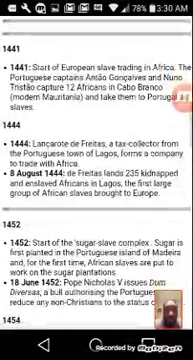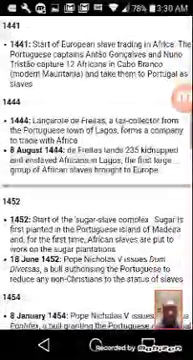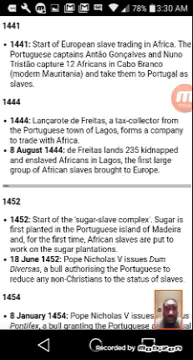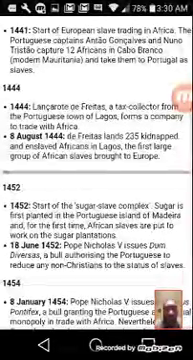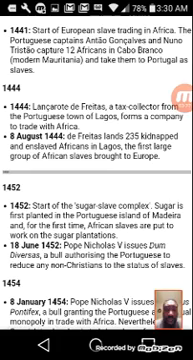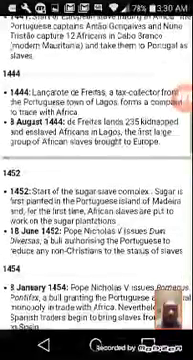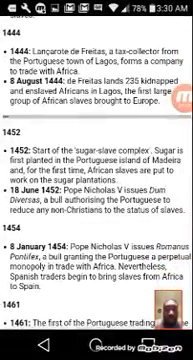Now, beginning with the timeline, in 1441, the start of European slave trading in Africa, the Portuguese captains Antão Gonçalves and Nuno Tristão captured 12 Africans in Cabo Branco, modern Mauritania, and took them to Portugal as slaves. And I want to start off by saying, forgive me, I may be getting some of these names wrong, not pronouncing them right.